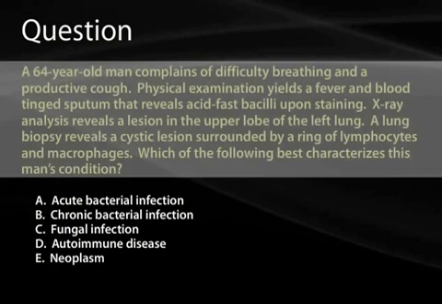So here's a question. A 64-year-old man complains of difficulty breathing and a productive cough. Physical examination yields a fever and blood-tinged sputum that reveals acid-fast bacilli upon staining. X-ray analysis reveals a lesion in the upper lobe of the left lung. A lung biopsy reveals a cystic lesion surrounded by a ring of lymphocytes and macrophages. Which of the following best characterizes this man's condition?